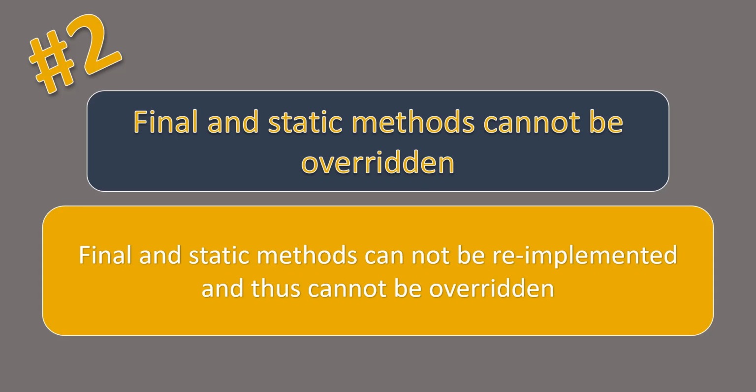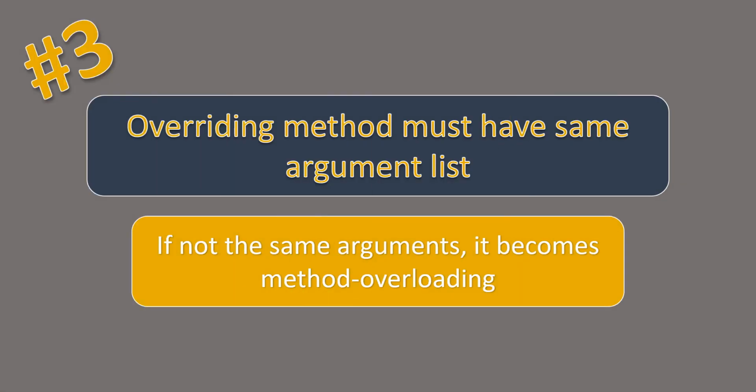The next rule for overriding is that the overriding method must have the same argument list. Because if you do not give the same arguments, it would become method overloading instead of method overriding, and there is a difference between these two things.